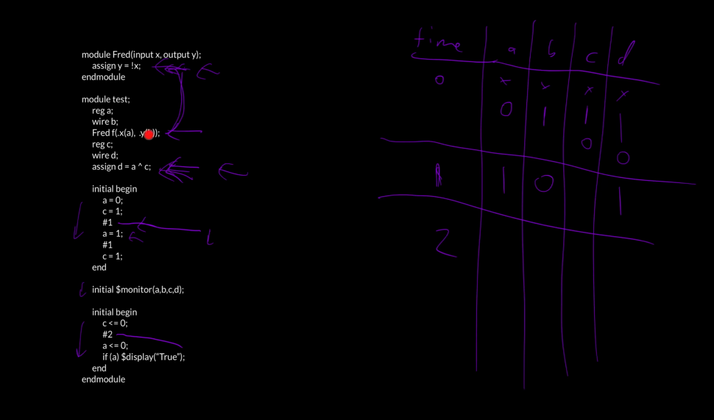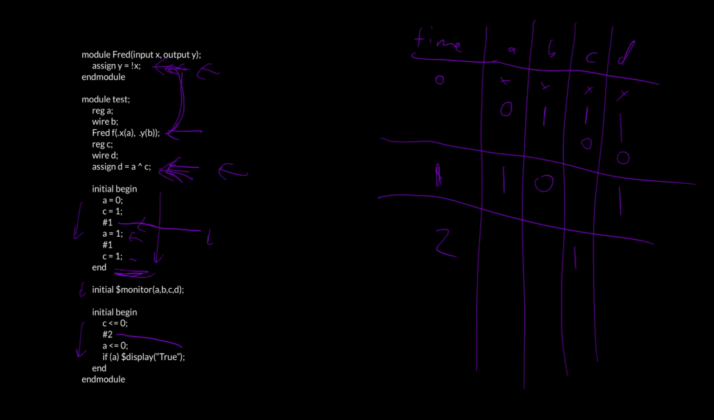And as soon as A changes, this will be queued up. And at the end of the simulation time, we have a monitor statement. So we're free to choose which one to do first. Let me just do this one first. I set C equal to 1. And then I finished this process here. So I've got nothing more to do for this process here.